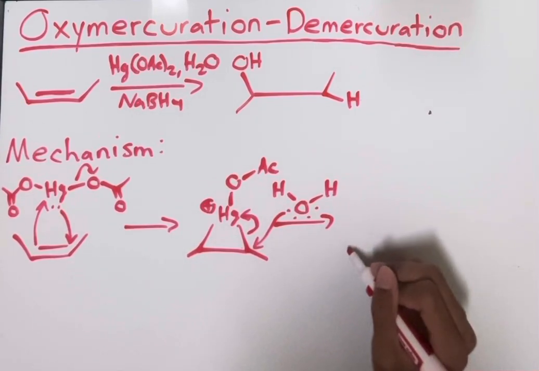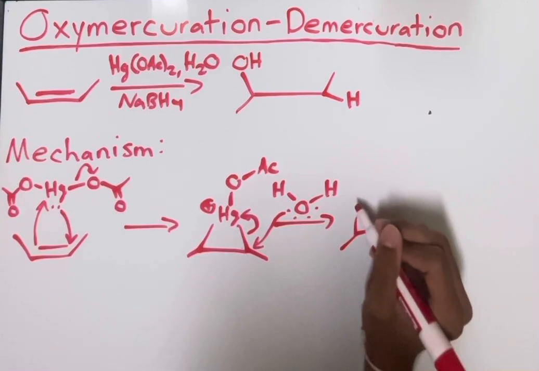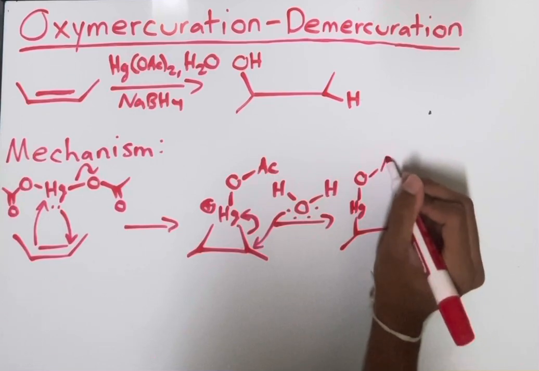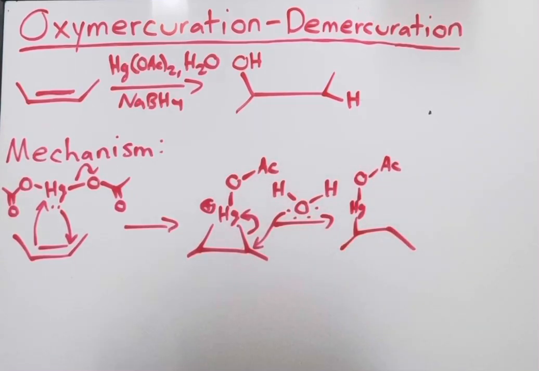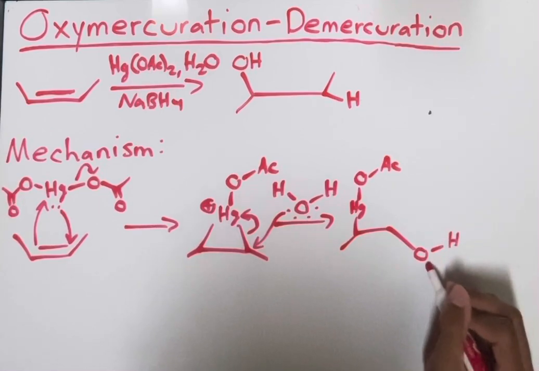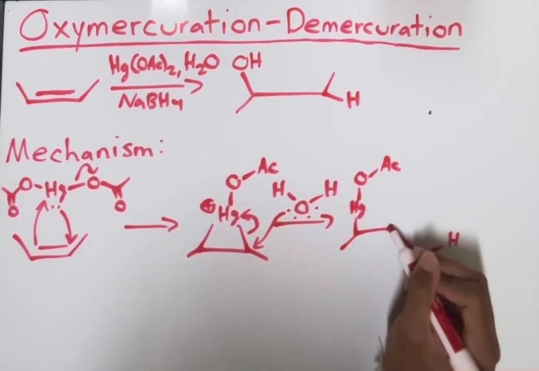So now what we have is this molecule that looks like this. Our mercury is here, our oxygen, and our acetate. And then we have our water here, positive charge, and our methyl group.